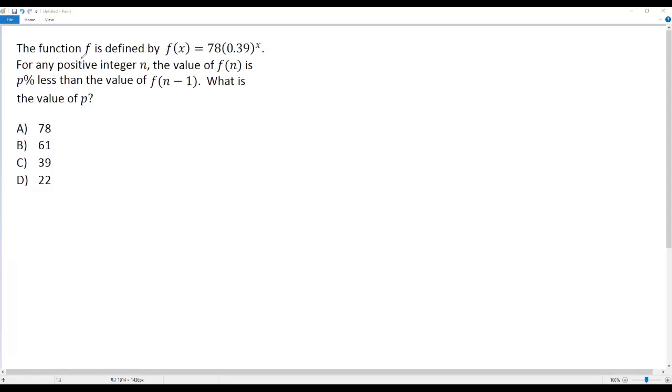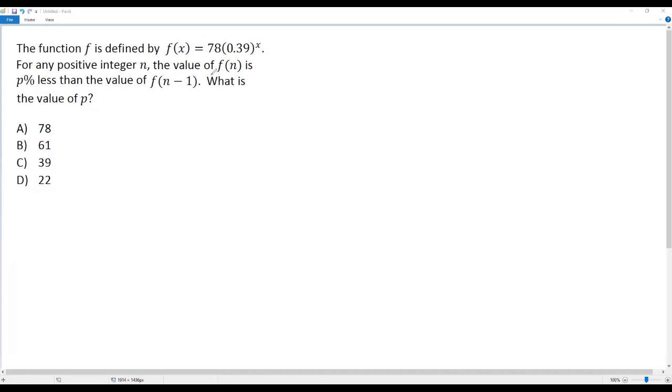Here we have a SAT math problem. Okay, let's cover the question. The function f is defined by f of x equals 78 times 0.39 to the x power. For any positive integer n, the value of f of n is p percent less than the value of f of n minus 1. What is the value of p?